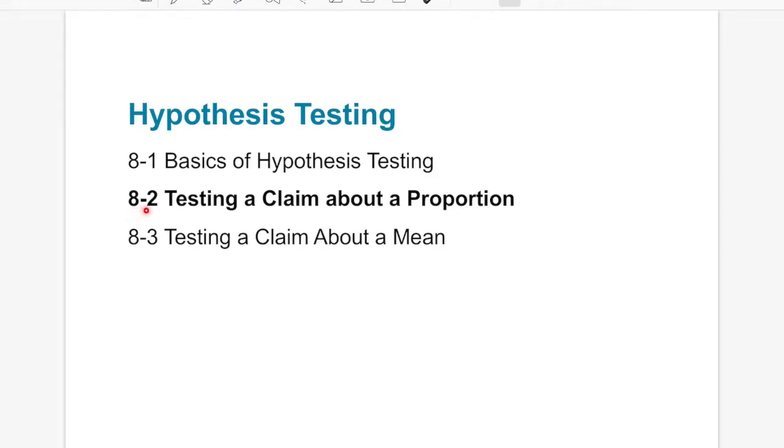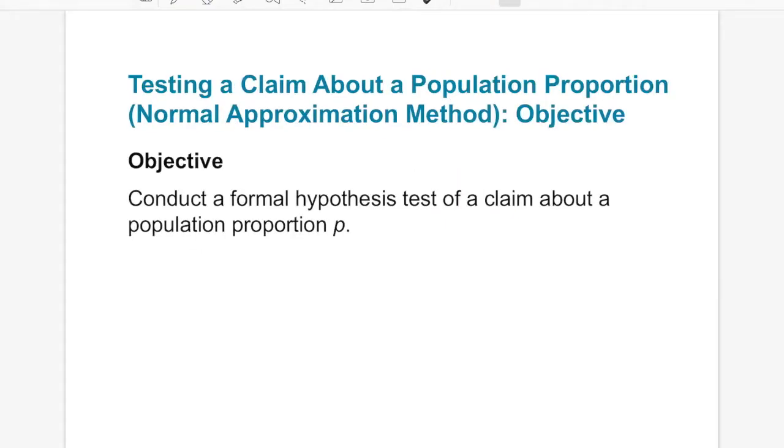Section 8.2. Testing a claim about a proportion. In this section, we are going to test a claim about P, the population proportion. The objective for this section is to conduct a formal hypothesis test of a claim about a population proportion P.